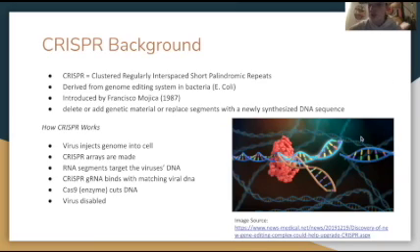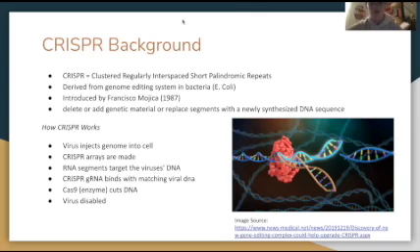And scientists use CRISPR now to edit genomes. This can be used to correct genetic defects, treat and prevent the spread of diseases, and improve the growth of crops. And they do this by deleting or adding genetic material or replacing segments with a newly synthesized DNA sequence.